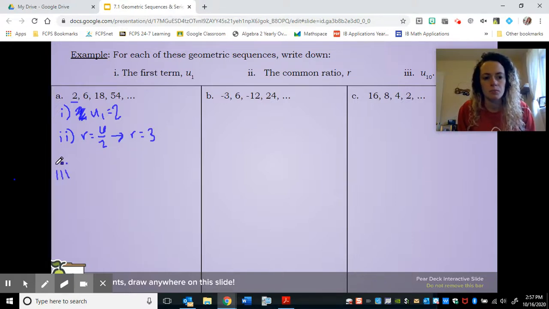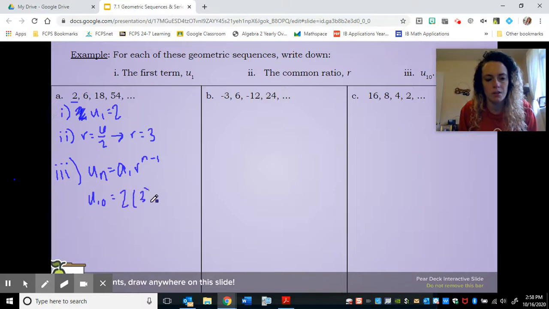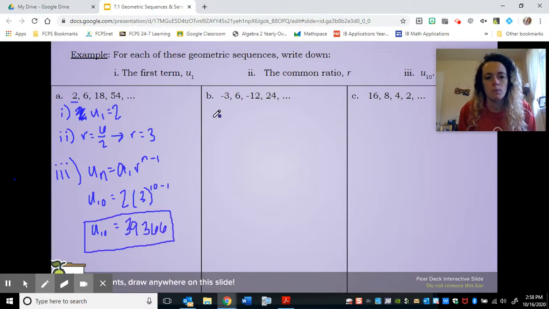Part 3, using that general formula, we're finding the 10th term. So I'll sub in 10 for n. My first term I just identified was 2. My common ratio I just identified was 3. And again, subbing in 10 for n. And just like many other things we've done, it's up to you how you evaluate this. You can do it in your head if you're good with your powers of 3, or you can type the whole thing into your calculator. And either way, you should get 39,366.